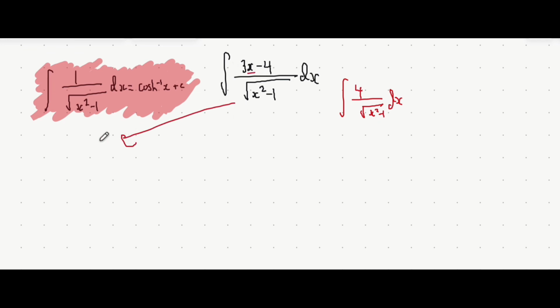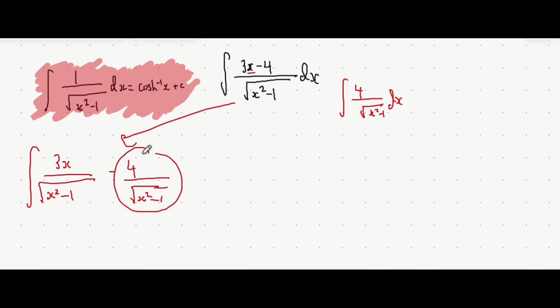So what we have to do is a preliminary step, which is we separate this into two individual fractions. So 3x over the root of x squared minus 1, minus 4 all over the root of x squared minus 1. Now we're allowed to do this because there's a singular term on the denominator, so this is all fine. This is going to help us now because we're able to integrate this, just like I mentioned here, to 4 times the inverse cosh of x, and we can deal with this separately.